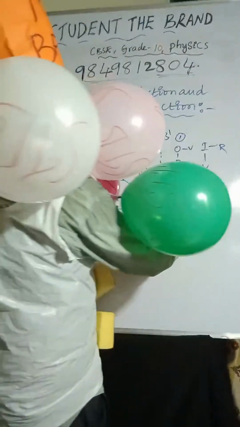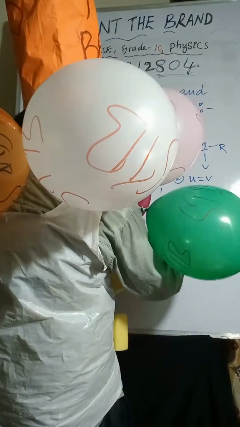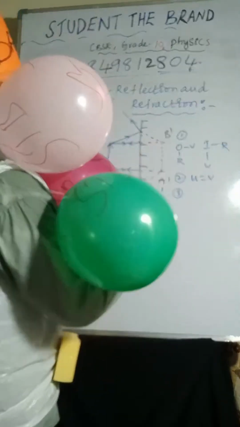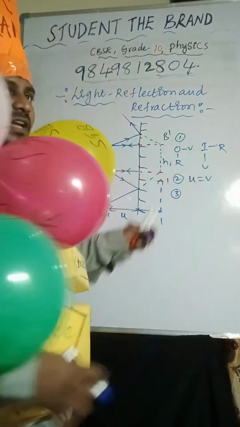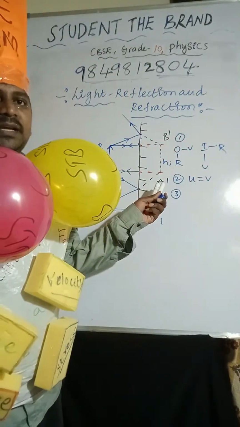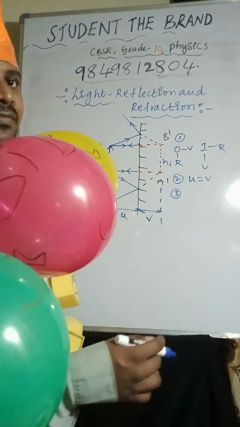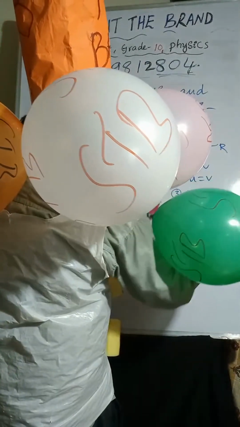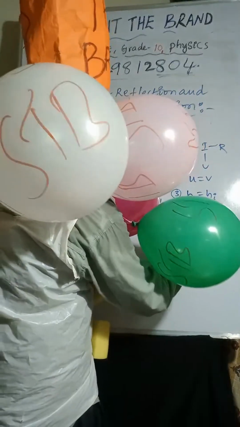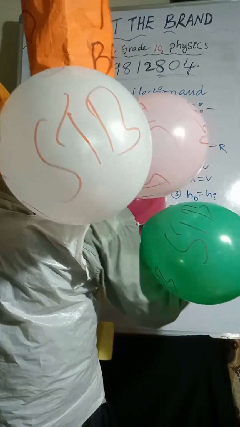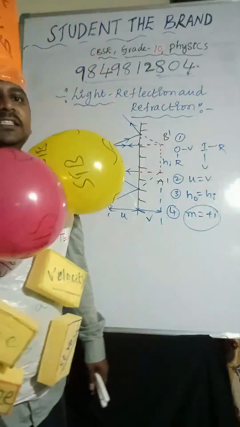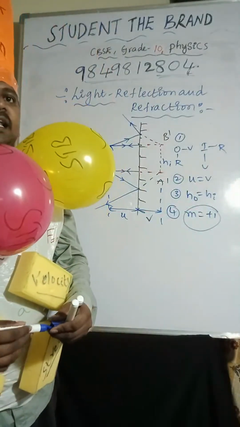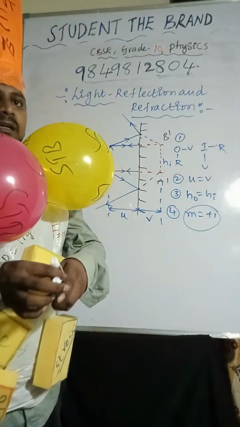So object distance is equal to image distance, and coming to the next point, the height of the object is equal to the height of the image. Okay, so be careful, listen. Height of the object is equal to height of the image, and coming to the fourth one, magnification is +1.